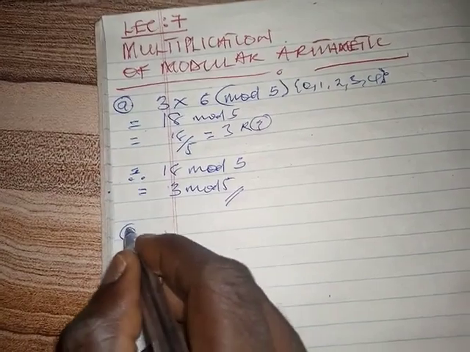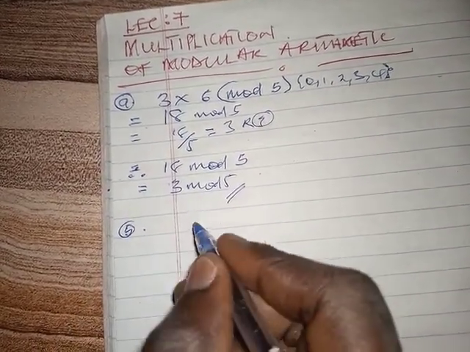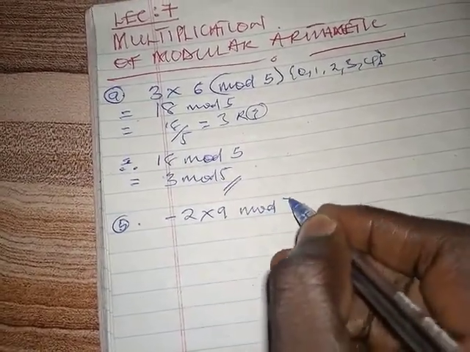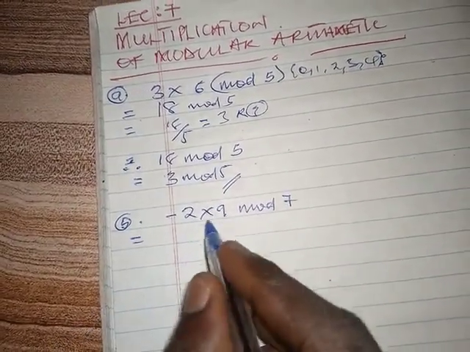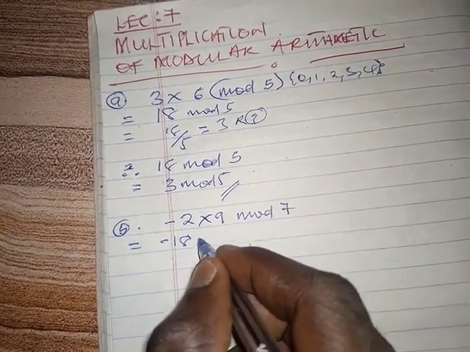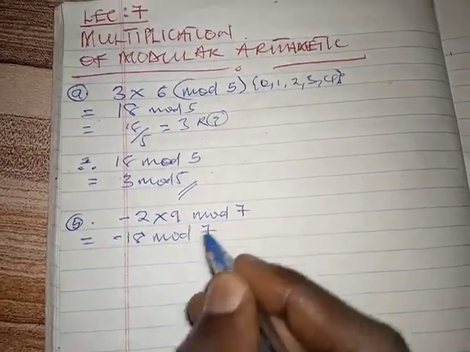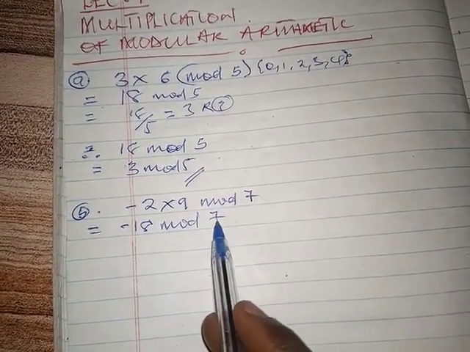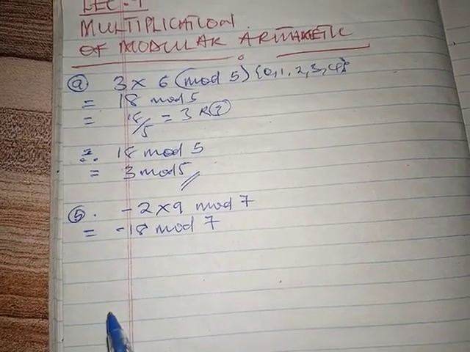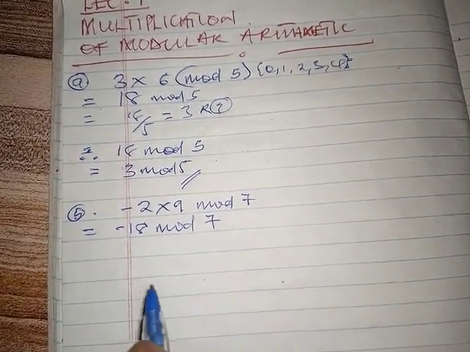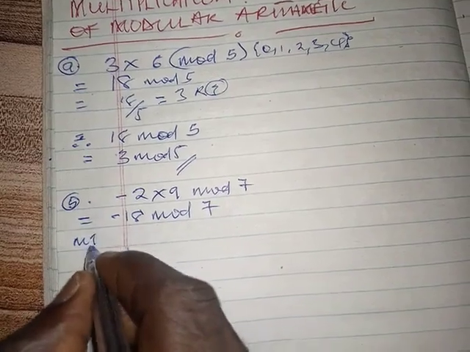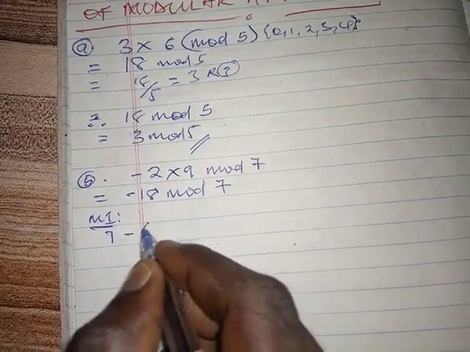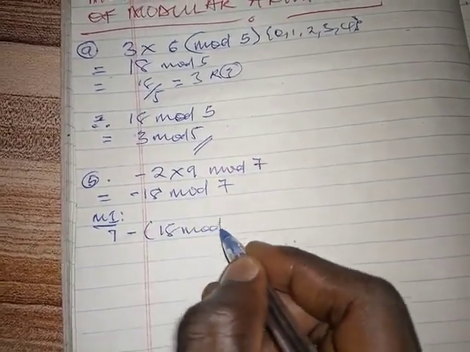The next example we are going to consider is negative 2 times 9 mod 7. Negative 2 times 9 is negative 18. So for negative 18 mod 7, you add 7 to negative 18 until you arrive at a positive number, or you go by, let's call this method 1, 7 minus 18 mod 7.